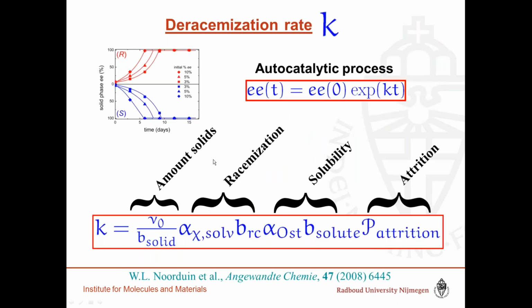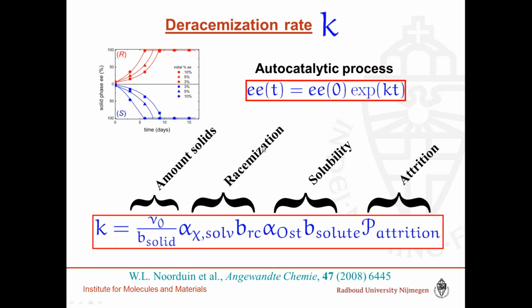And already in the early days, we published a paper in Angewandte where we looked at what parameters determined the deracemization rate K in this exponential dependence of the enantiomeric excess as a function of time. One of them is the amount of solids. If you have lots of solids, then the process takes longer. That's why you find here this reciprocal B solid, the amount of solids is B.